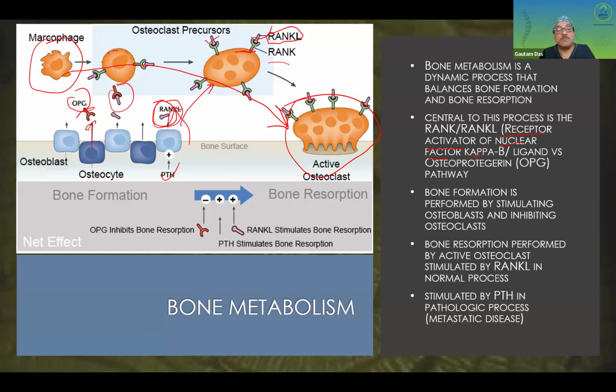So RANKL is more formed by continuous stimulation of the parathyroid hormone. Basically, what is parathyroid hormone? Its main function, I'll be coming to that point later on in a subsequent slide. The main function of the parathyroid is continuous stimulation so that the blood calcium level is maintained nicely.